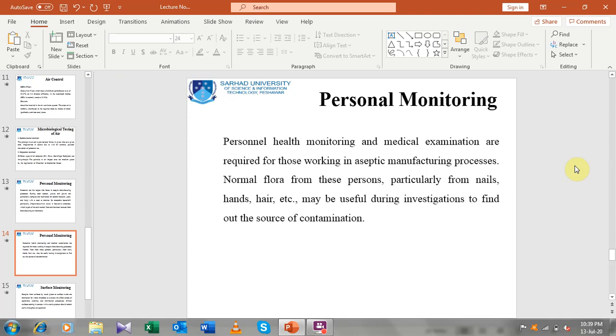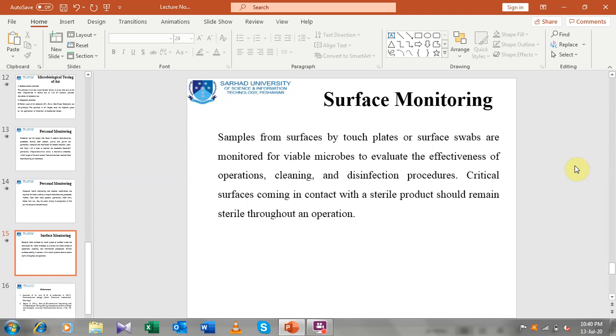If a person's hair is not clean and hands are not clean, there are chances of contamination. It should be useful for the investigation, because in order to investigate the sources of contamination, which become the risk for the particular areas, the person should be properly monitored, not only for health monitoring but also for medical and physical examination.